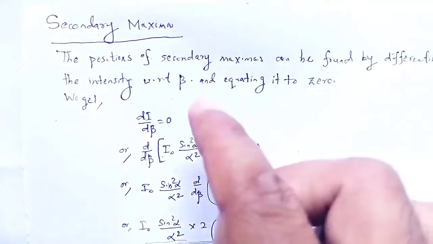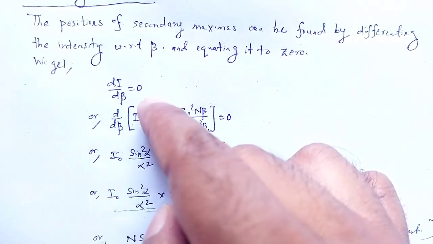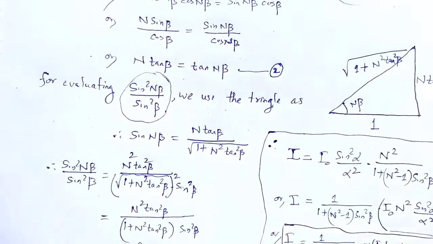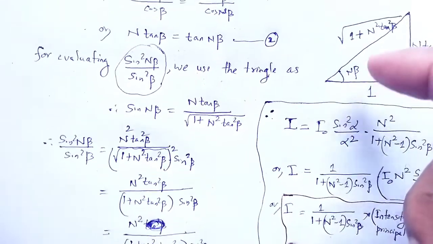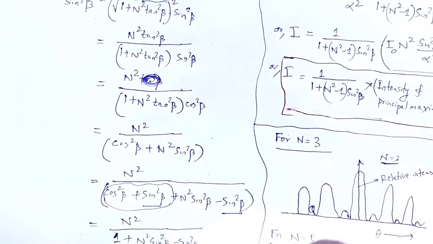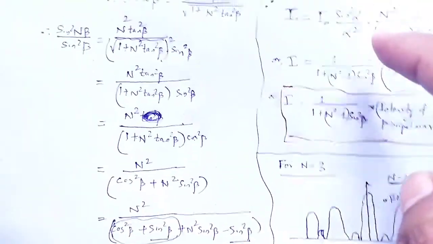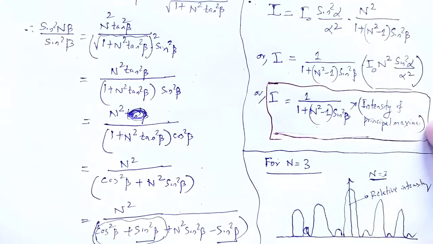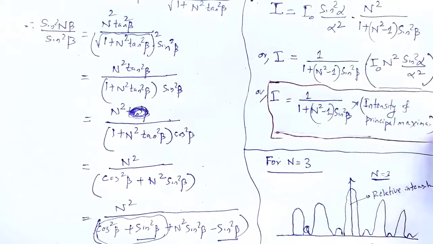Next, the condition for secondary maximum is evaluated by taking dI by d beta is equal to 0. To achieve that term, we have to use this triangle. Putting these values, we simplify it, and finally the expression for intensity is equal to that term into the intensity of principal maxima. So in this way, the intensity of secondary maximum is evaluated.